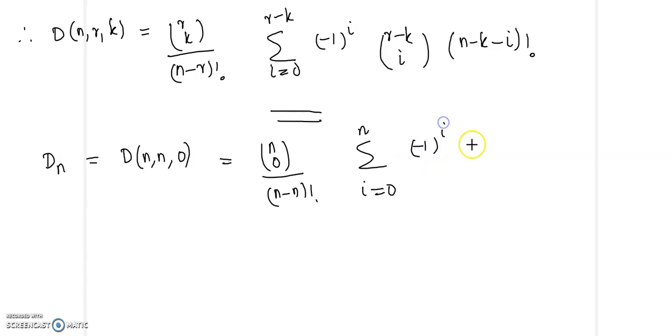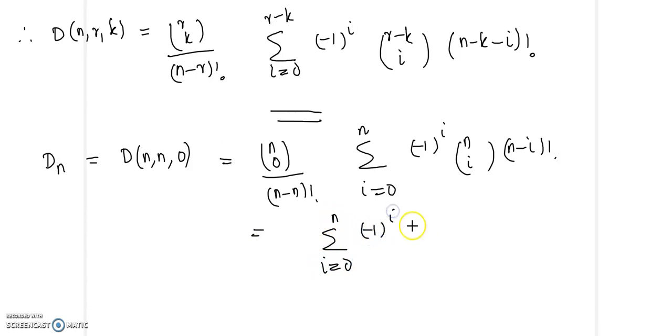minus 1 raised to i. So this will be nCi into (n minus i) factorial. Now nC0 is 1, 0 factorial is 1, so that is summation i equal to 0 to n minus 1, power i. So you will get n factorial by i factorial. So here (n minus i) factorial cancels out. So that is equal to n factorial into summation i equal to 0 to n minus 1, power i, 1 by i factorial. So that is the expression for dn.